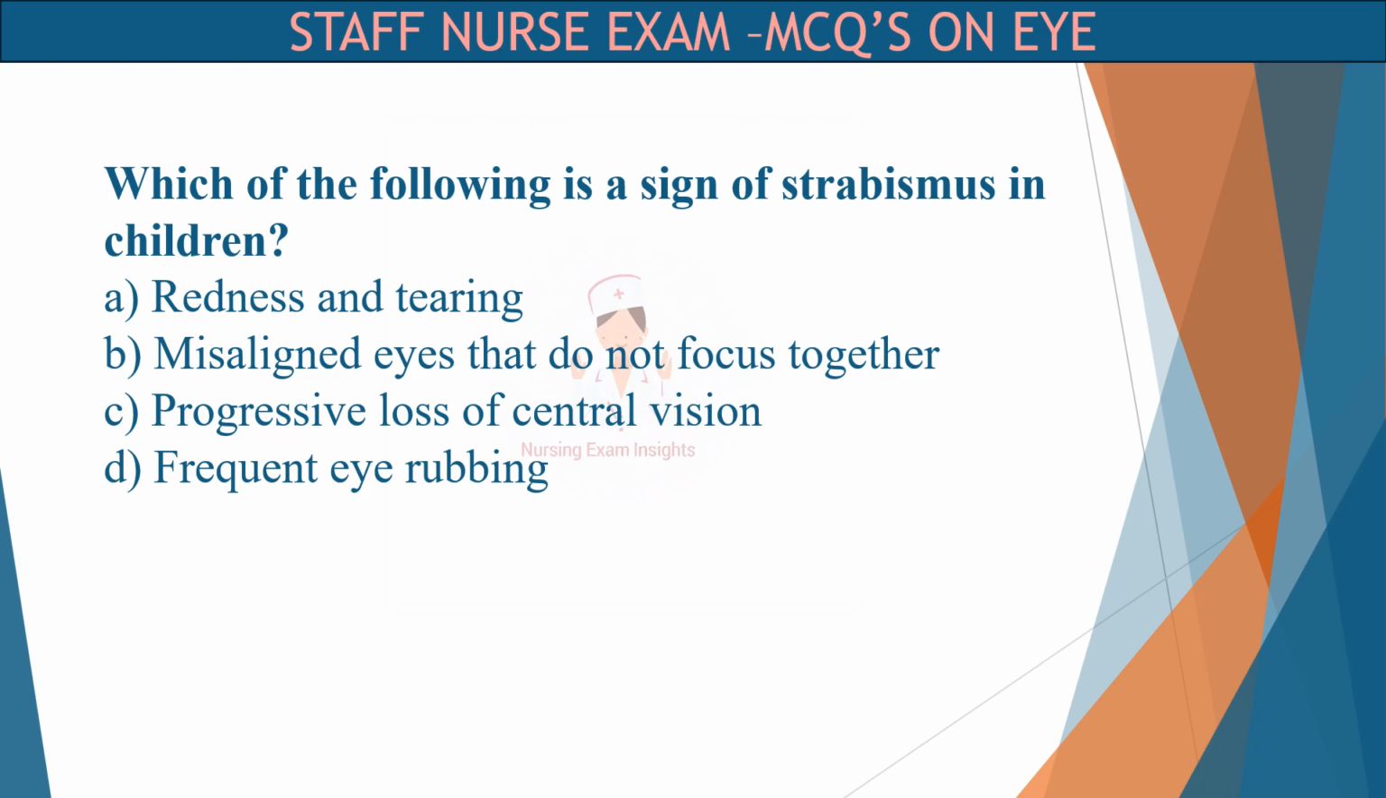Which of the following is a sign of strabismus in children? Options are A. Redness and tearing, B. Misaligned eyes that do not focus together, C. Progressive loss of central vision, D. Frequent eye rubbing.